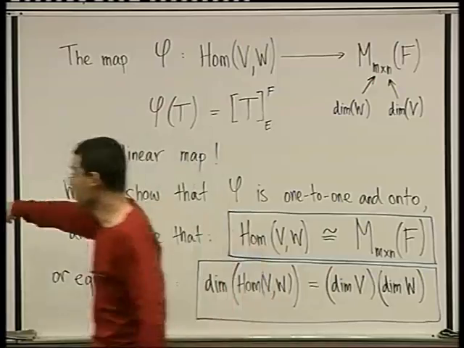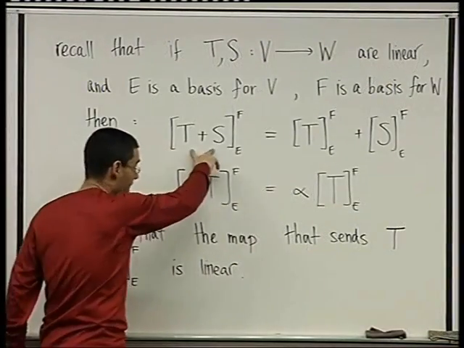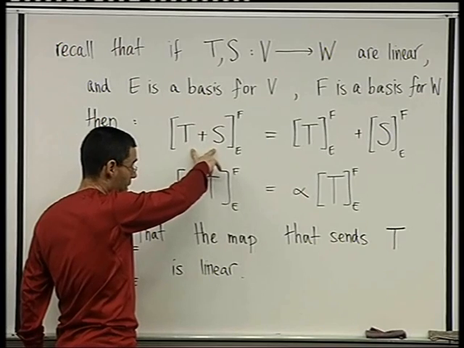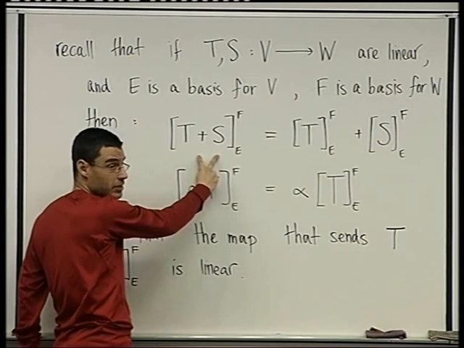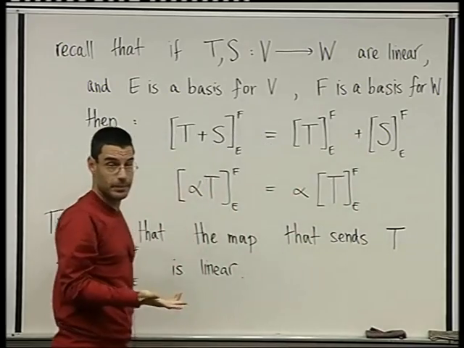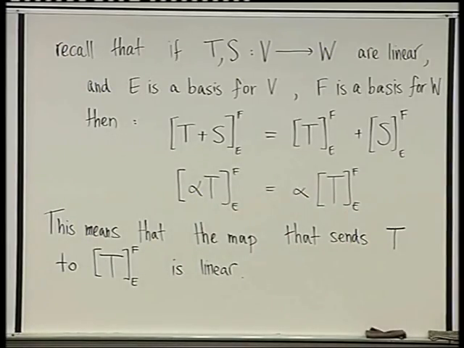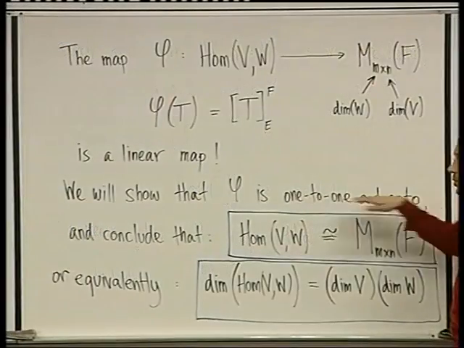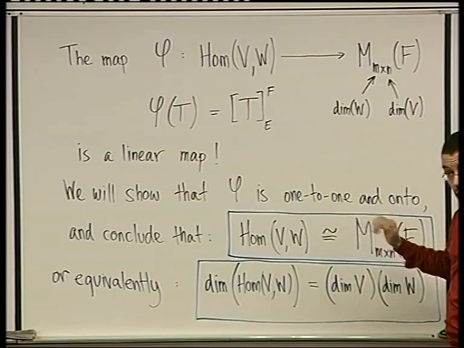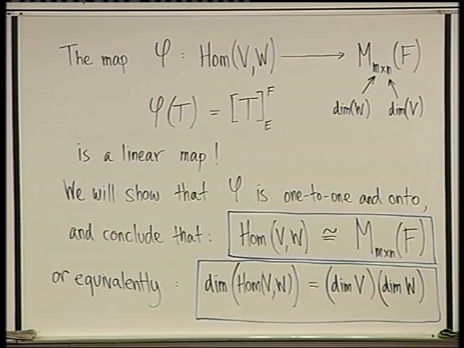Okay? It's linear because of the previous theorem, right? Let's look again at this board. It's linear because of this theorem. Sending a linear transformation, adding and then taking the matrix, is the same as taking the matrices and then adding, right? So it's a linear map. All that remains to show is that it's one-to-one and onto. Good? And then we have these two theorems. So let's do that.